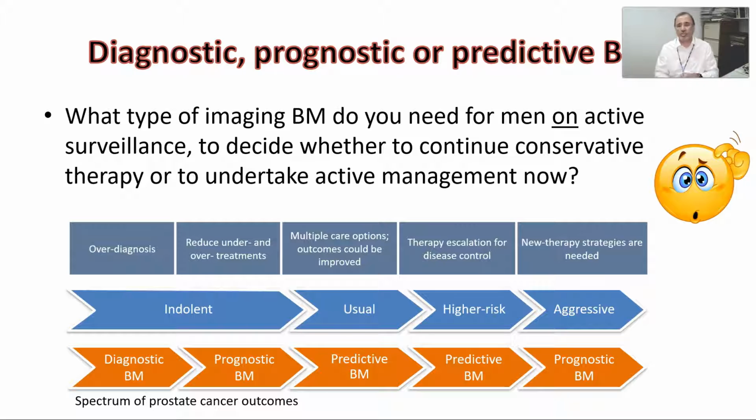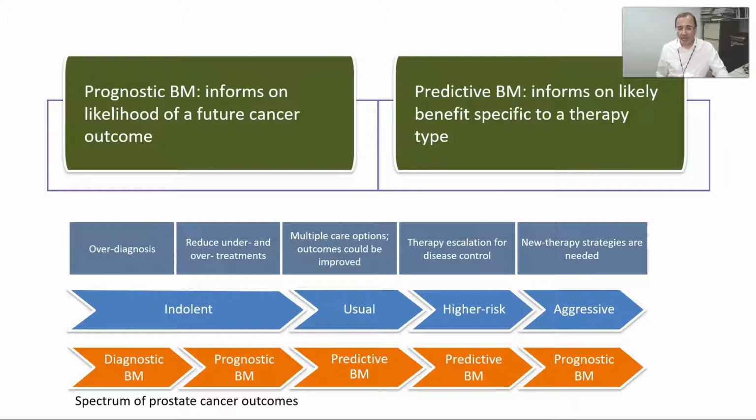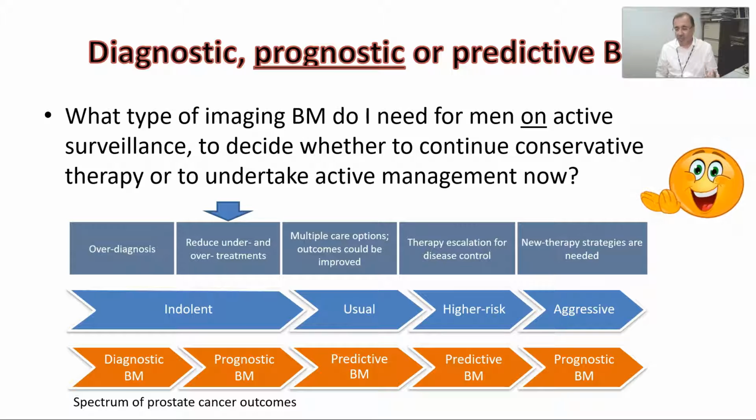Okay, different question. What type of biomarker do you need for men on active surveillance to decide whether to continue a conservative therapy or to undertake an active management now? So they have a patient on active surveillance. What sort of biomarker would you need? Remember, you're trying to predict a future outcome. Remember, prognostic biomarkers inform on the likelihood of a future cancer outcome, favorable or unfavorable. So for this you would need a prognostic biomarker.